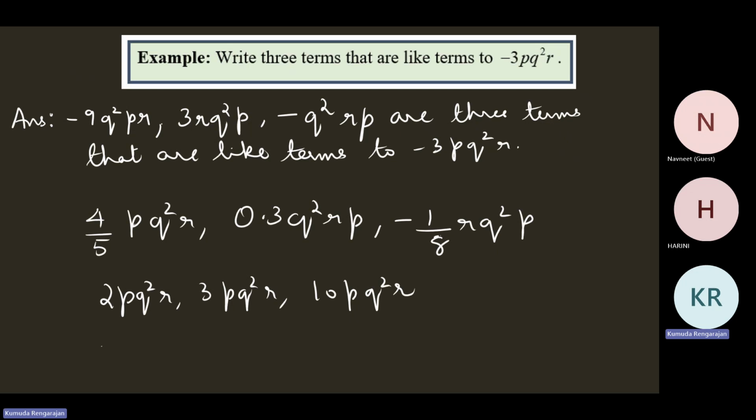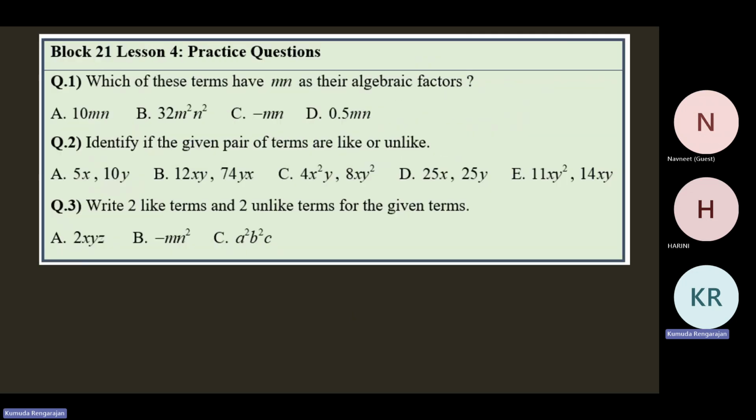Now, how will you write unlike terms? Supposing you're asked to write one term unlike to 5a square b square. How will you write that?